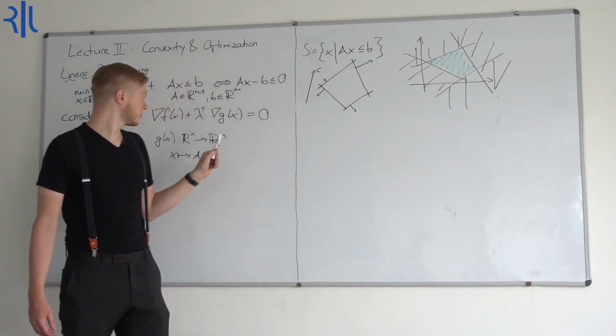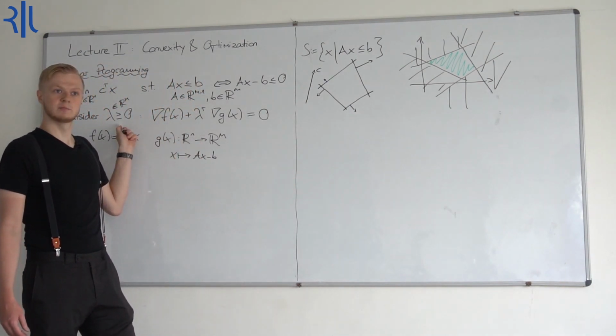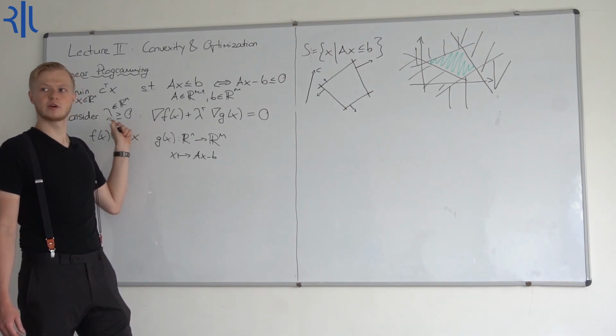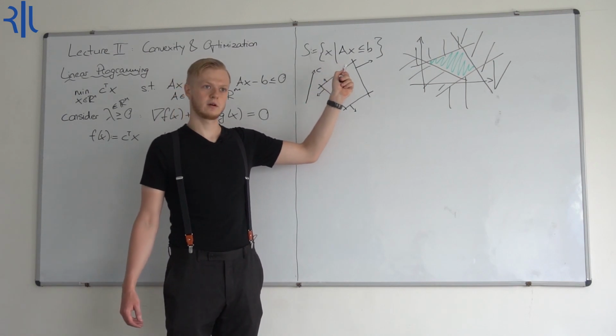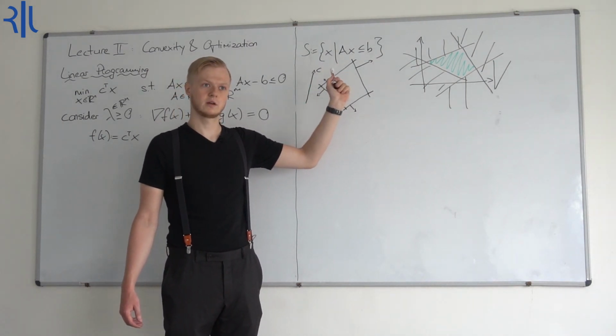And another thing, which is very important, is we have to pick the multipliers to be greater or equal than 0, because otherwise the upper corner would also give you a solution.